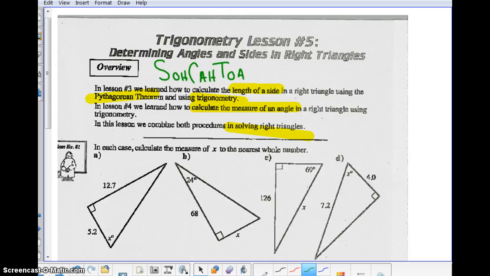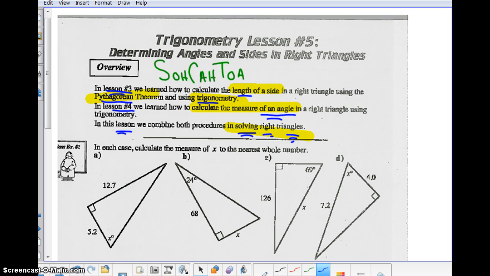We are now in lesson 5, and as you can see, it's a quick recap of what we've done. In lesson 5, we are really recapping and taking it one step farther. We learned how to calculate the lengths of sides. We learned to use Pythagorean theorem with trigonometry, and in lesson 4, we learned how to find angles. In this lesson, the learner outcome is that we're going to do something called solving a right triangle, and we'll talk about that in a minute. We're basically just combining those skills of finding sides and finding angles.